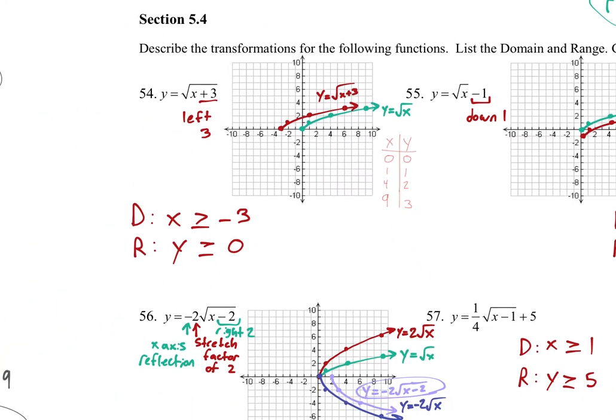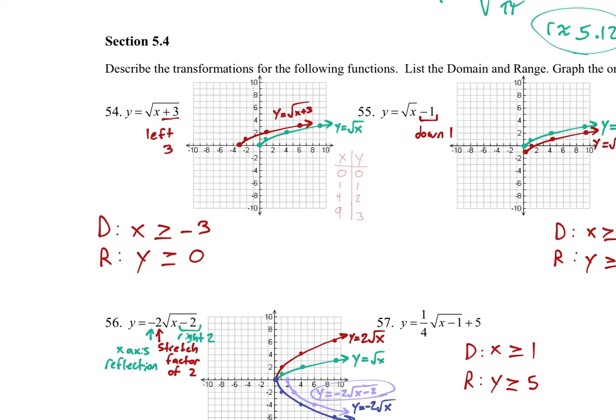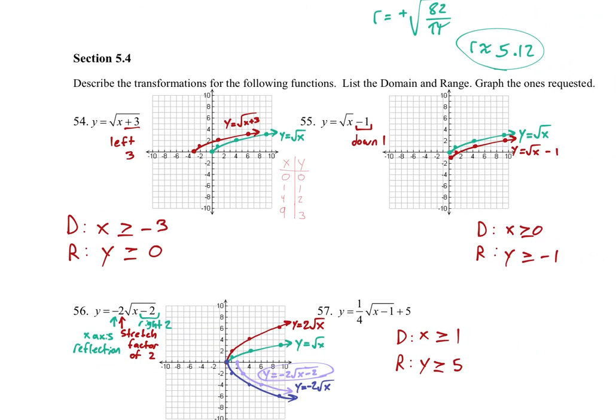And then we apply the shifts. So like on 54, that tells us it's a horizontal shift to the left 3, because horizontal shifts are always opposite of what you'd expect. On 55, that subtract 1 is on the outside, so that's a vertical shift. So all I did was take that teal graph of y is equal to the square root of x and shift it down 1.